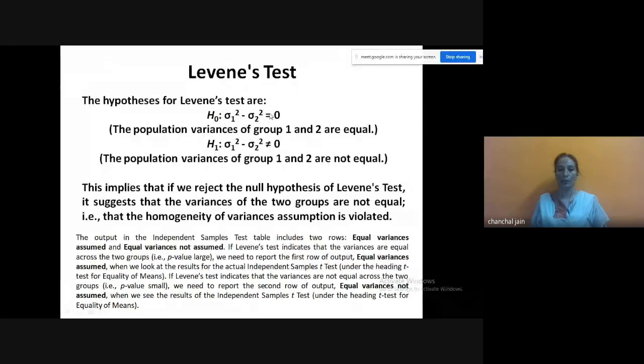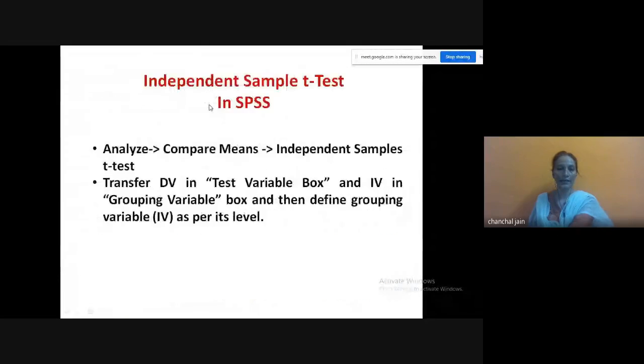That is the null hypothesis. And the alternative hypothesis is that the population variances of both the groups are not equal. So this way we can check Levene's test. Now when we are talking about the independent sample t-test with the help of SPSS, these are the steps which we need to follow for applying the independent sample t-test.